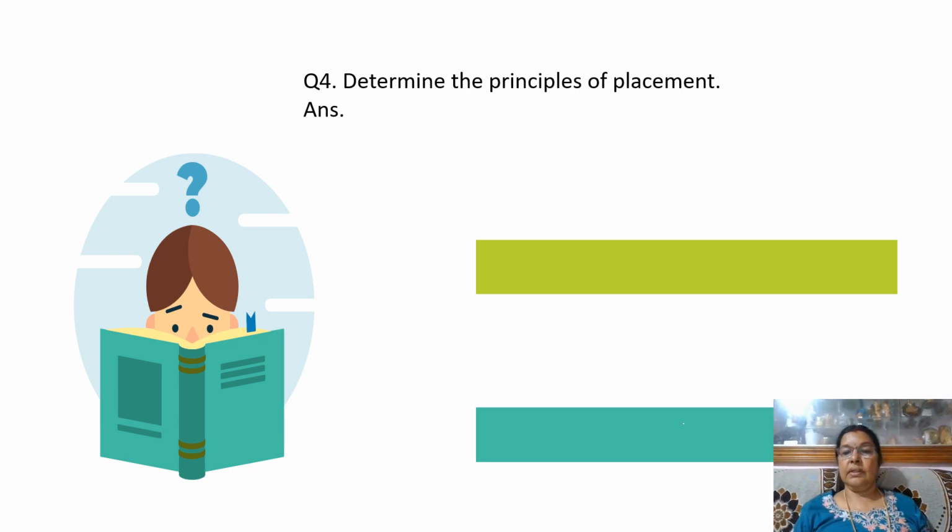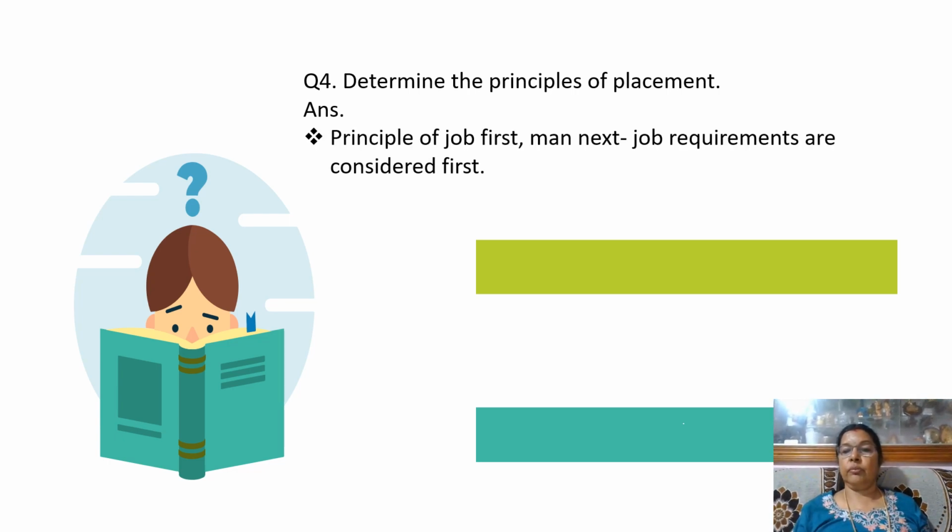So the next question is principles of placement. So here there are some principles which have to be followed when you are placing the candidate into jobs. So first is the principle of job first and man next. So that means you consider the job requirements first and then match the person, his qualification, his experience to the job. So here the job needs are considered first, and then the potential candidate's qualification and experience is matched to the job needs.